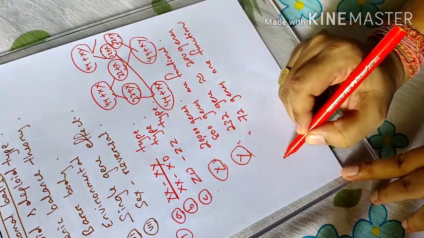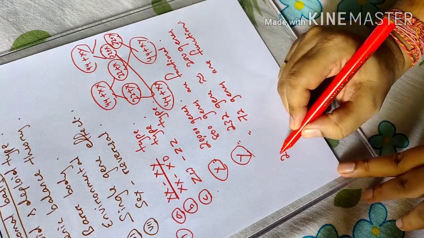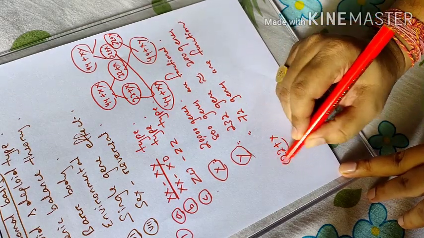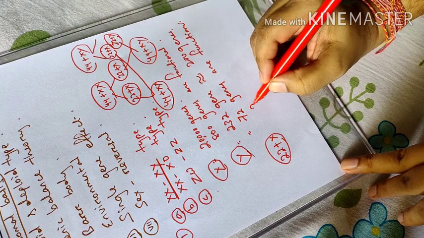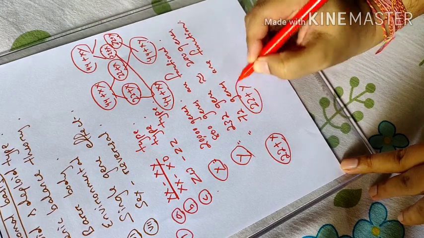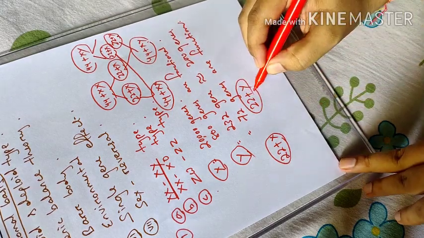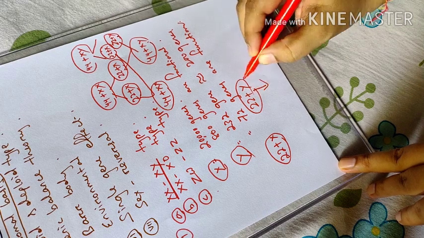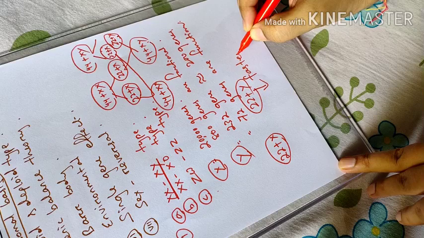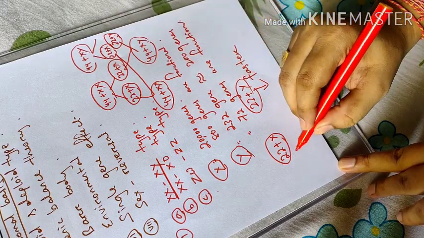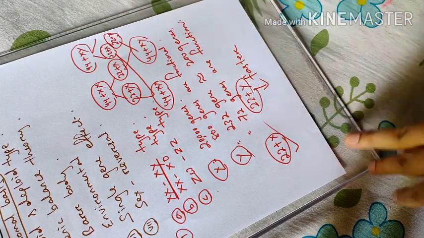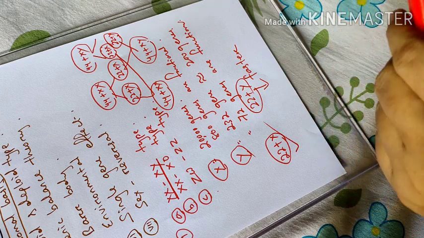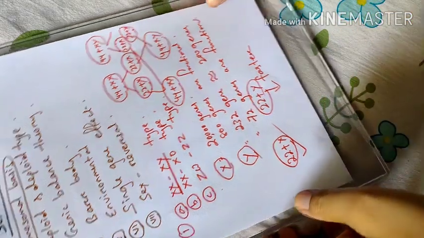The sperm containing X chromosome and the sperm containing Y chromosome: this Y chromosome containing sperm moves faster as compared to the sperm containing X chromosome. Okay.